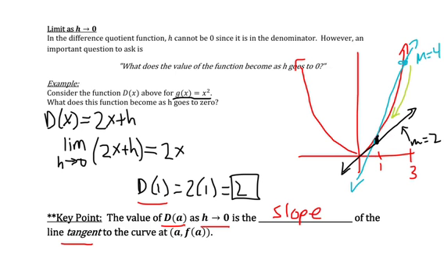And this opens the door to the wonderful world of calculus, which we're not going to go into now, but there you have it. That's the difference quotient, which is a general form of the average rate of change.